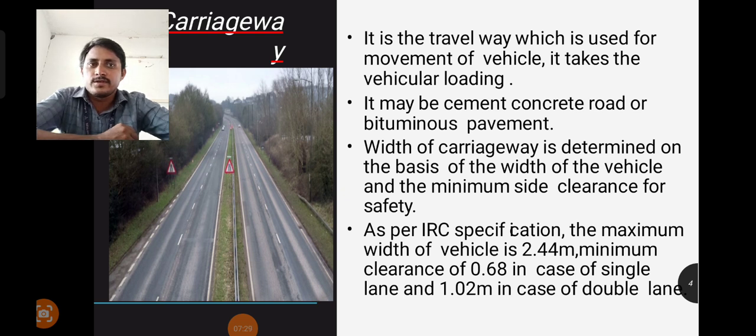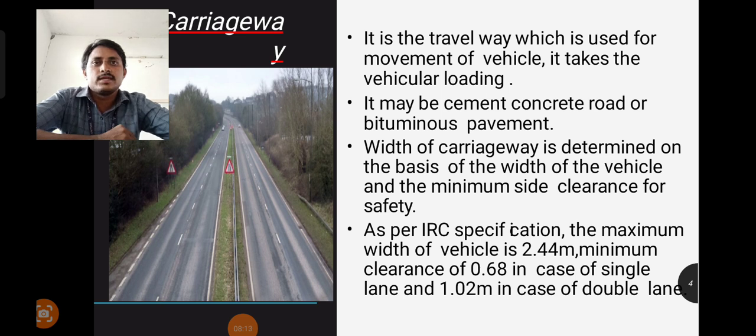Based upon the width of the vehicle, a minimum side clearance is also required, because if you do not provide a side clearance, then safety will automatically be compromised. So the width of the carriageway is determined on the basis of two categories: one is the width of the vehicle, and the second is the minimum side clearance provided. As per IRC, the dimensions of the road, for example the width and depth of the road, are given by IRC, which is the main code of road or highway.